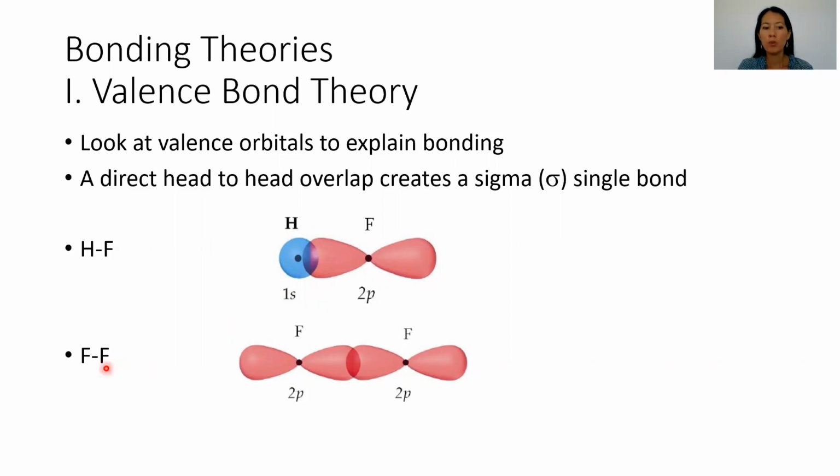You can also do this with two halogens, such as two Fs, and this overlap here, the overlap representing electron density, the shared electrons or that electron pair, this is your bond, your F-F bond.